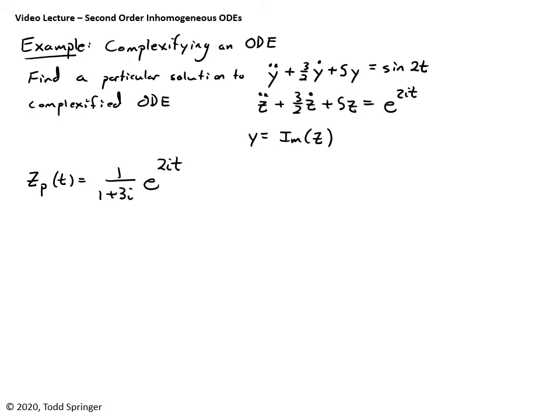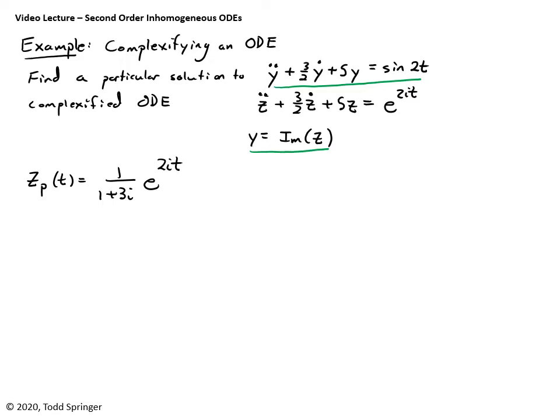Okay, so we're working on this example. We're trying to find a particular solution to this equation, which has a sine on the right-hand side, so it's inhomogeneous. We made a complex ODE, which is this one here, and I get the original ODE, which I'm trying to solve, by taking the imaginary part of the complex ODE. And so that means y has to be the imaginary part of z. So if I can solve for z, and then take the imaginary part, I will have y. And I think this is easier than solving for y itself, and I'll show you why.